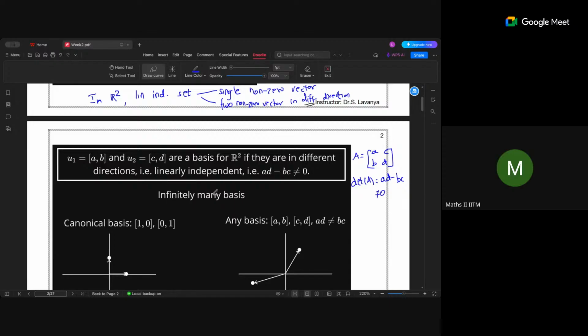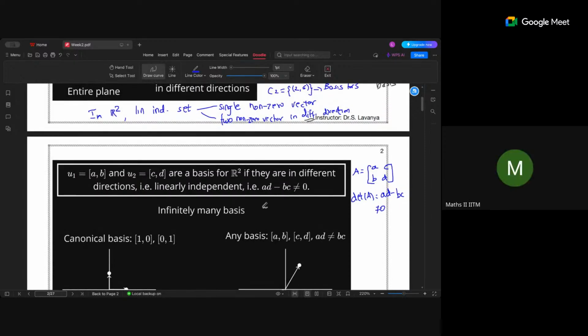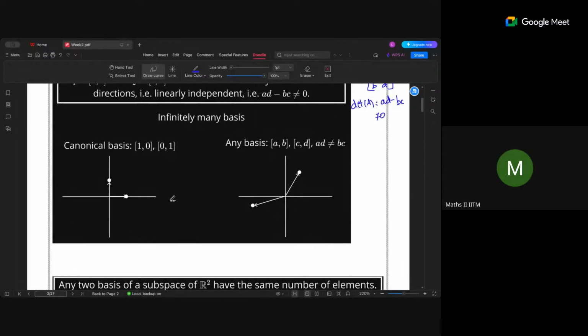Okay. So it means what? How many bases can we have then for R2? We can have infinitely many bases, right? So for example, take this as your R2 plane. You take any two vectors in different directions. For example, this is the canonical basis, but actually you can take any two vectors. You can take this and this, these two are in different directions, or something like this and this. Any two vectors in different directions will form a linearly independent set. So you can easily see that you have infinitely many bases for R2, right?